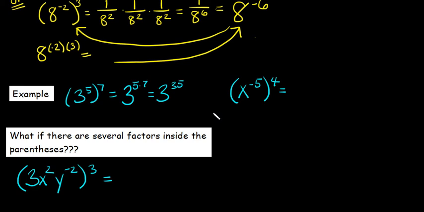Then let's do this one right here. x to the negative 5 raised to the 4th power. And we just said that we could say x to the negative 5 times 4, which is x to the negative 20. And we know that if we have a negative power, we need to put it in the denominator. This is equal to 1 over x to the 20th power.